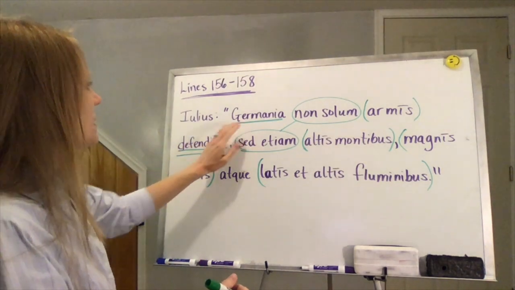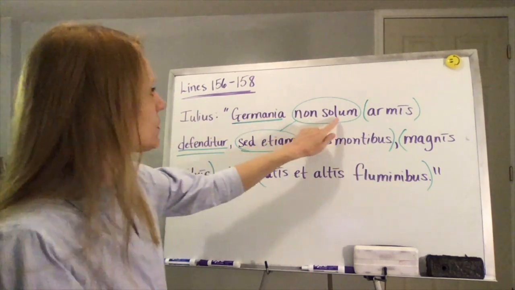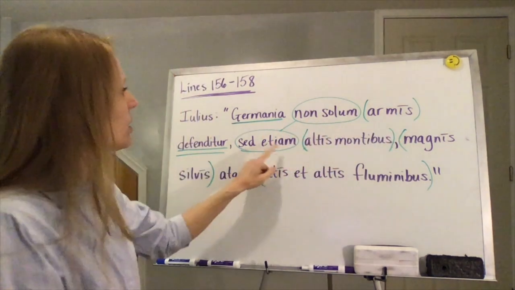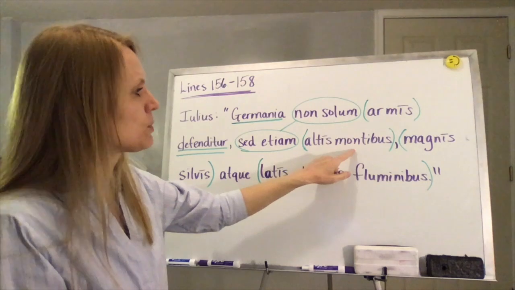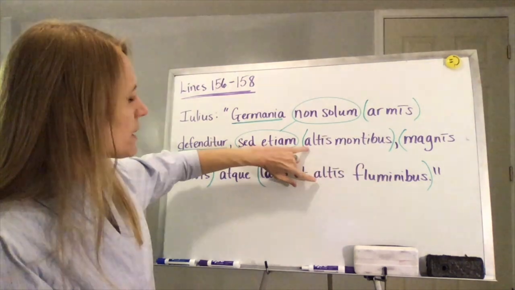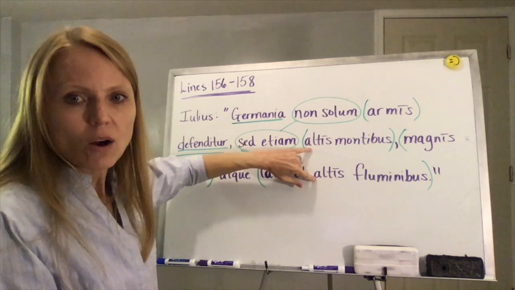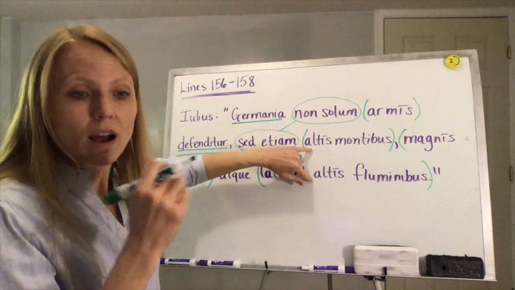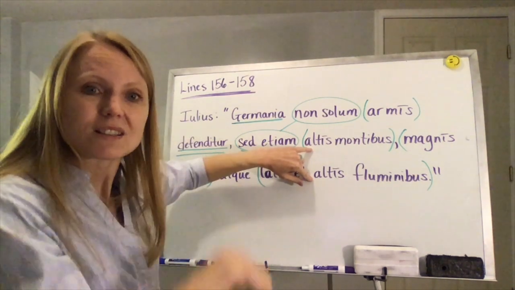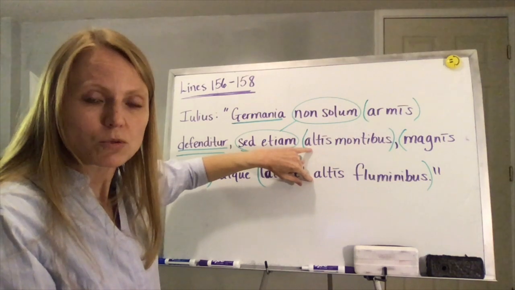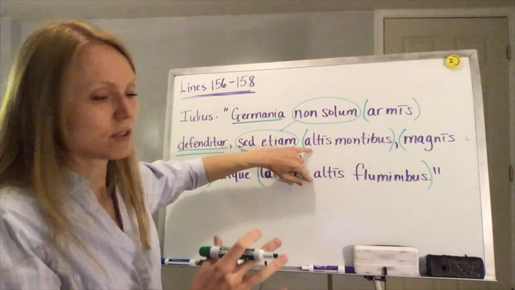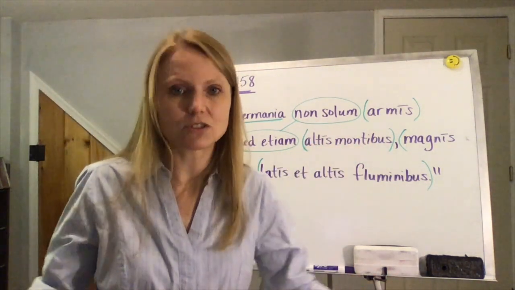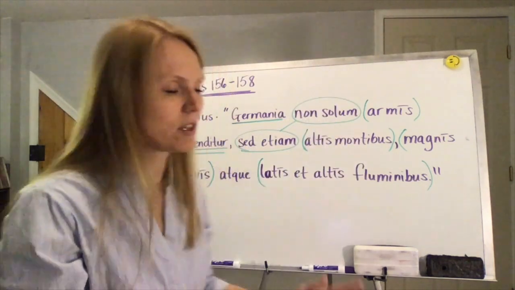So Germany is being defended not only by weapons, okay, or by arms, but also by altis montibus. Now we're going to have altis twice here, and I want you to try to figure out which way we would, remember, altus, alta, altum could be translated high, tall, or deep. Okay, so try to figure out which one would work better with each noun that is modifying. Okay, so by altis montibus, that's not going to be deep mountains, right? That's tall or high mountains, either one.